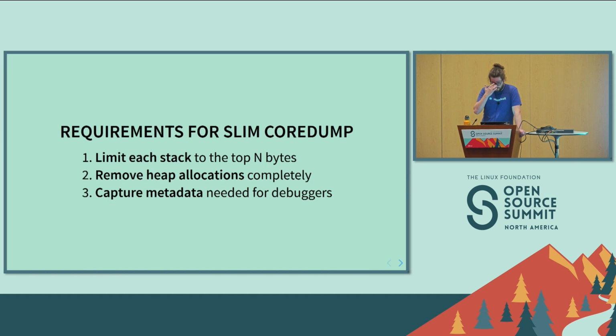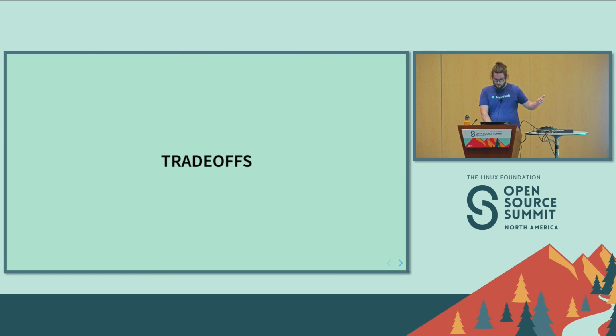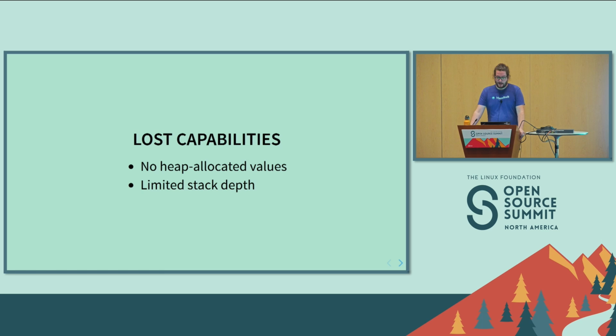So if we talk about what exactly we're going to capture here, we're going to capture just the top n bytes of each stack. We're going to completely get rid of the heap allocations, and we're going to capture that metadata. What are the trade-offs here? Well, you're not going to have any heap allocated values. So if you've got a big string that you allocated and the pointer to it is on the stack, it's not going to show up in the debugger. And you're going to have some limited stack depth here. Obviously, you could configure it to capture a really big part of the stack, but if you're trying to optimize for size, you might only get the top 4 or 5 frames.